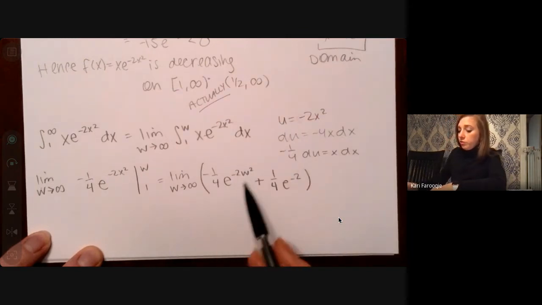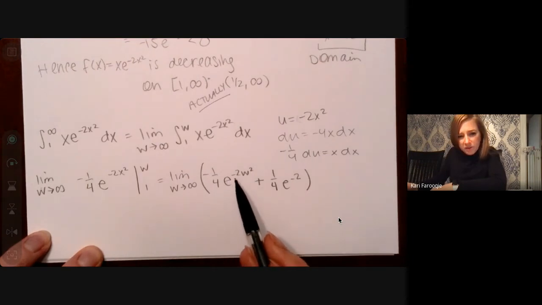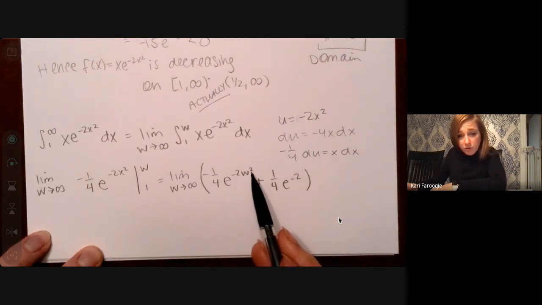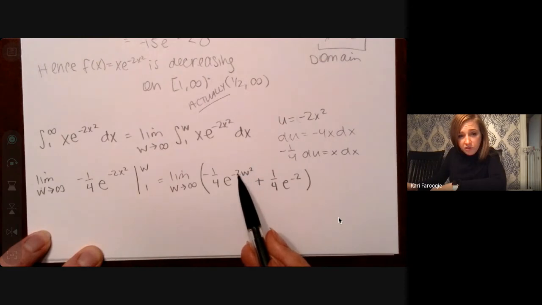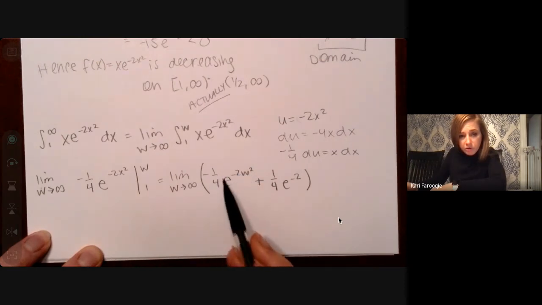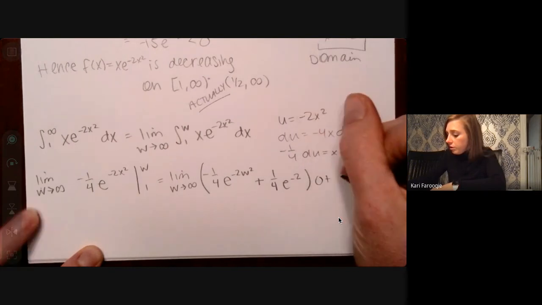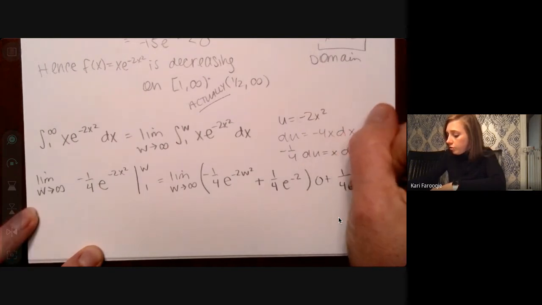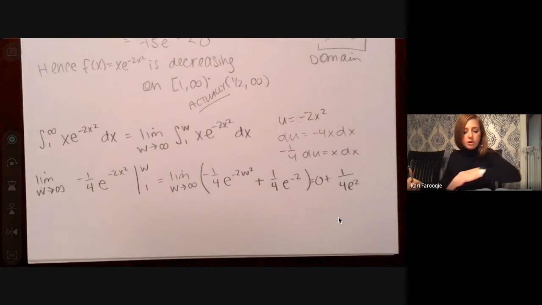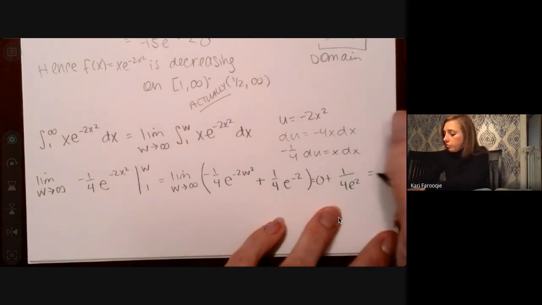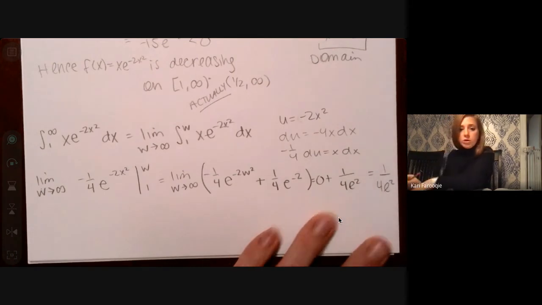And then we're going to need to focus on what happens to this term. So this is going to be infinity squared, which is infinity. So this is just going to be e to the negative infinity, which is going to be 0, times negative 1/4, which is still going to be 0, plus 1/4e squared. Sorry, I forgot my equal sign. And we'll just get 1/4e squared.